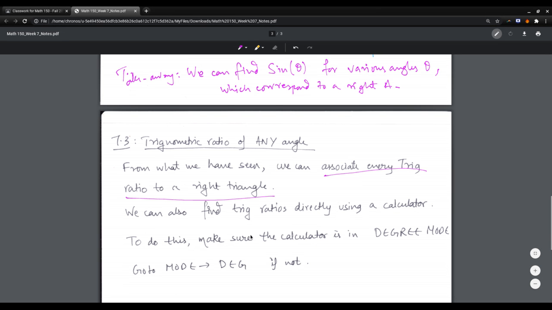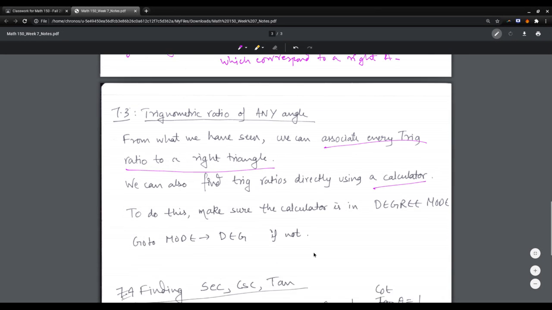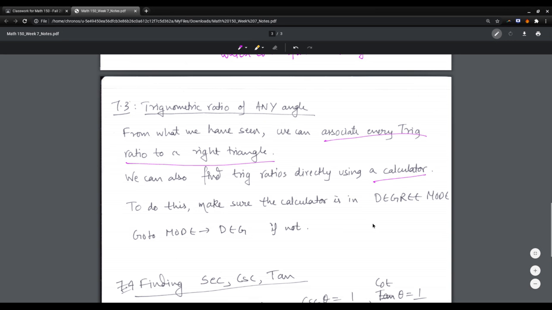But there is another way in which we can find these trig ratios, which is using a calculator. In the next video, I'm going to show you how to do that, and I'll show you how to make the settings correctly in the calculator.